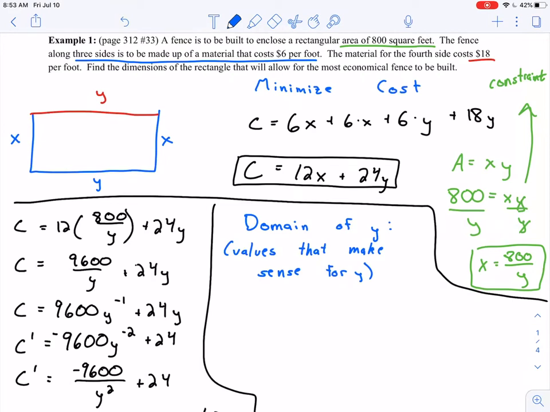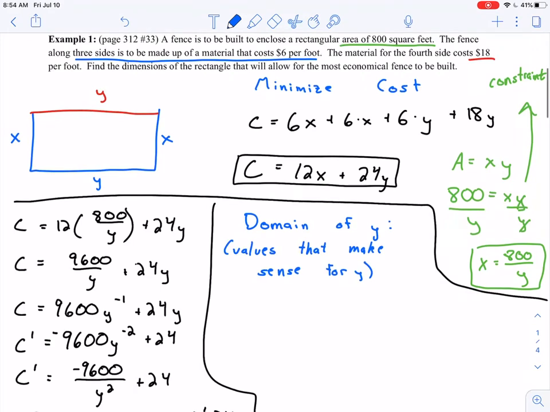The other thing I would ask yourself is, does it make sense if y is 0 here? Well, not really, because if y is 0, that means that these sides are 0. In that case, I don't really have a rectangle, I would just have a line. That's not particularly helpful. So the domain of y is all real positive numbers. When we talk about the domain of y, we don't want to include 0, so we're going to use parentheses there.